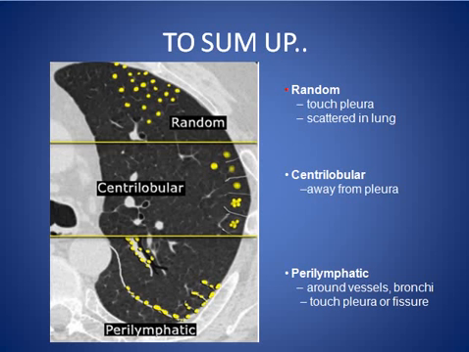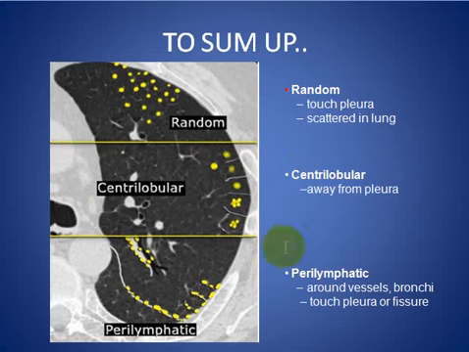To sum up, as I discussed, we have three patterns of the nodular pattern involving the secondary pulmonary lobule. We have the random one. It is randomly distributed and it touches the pleura. The differential diagnosis, as we mentioned, is metastasis and miliary TB. Centrilobular nodules are located in the center of the secondary pulmonary lobule, and the differential diagnoses include hypersensitivity pneumonitis and respiratory bronchiolitis.